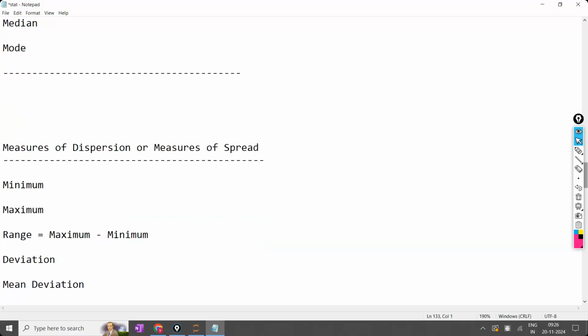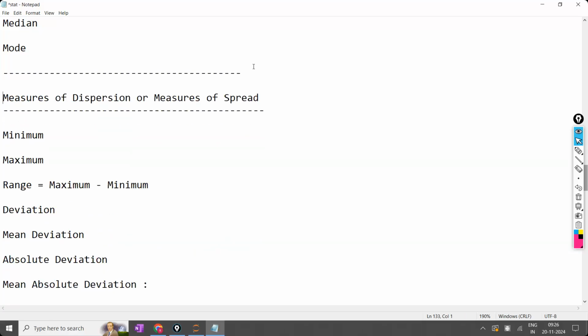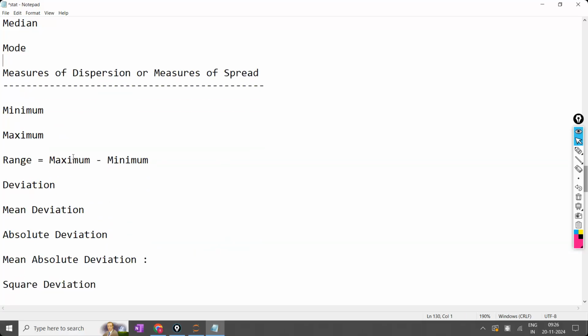Right? Now, coming to the next one called measures of spread, where we have maximum minus minimum, which gives the range of values. Next one we are going to have is called deviation. Now, what is meant by deviation? Deviation means how much the data deviated from its mean value.